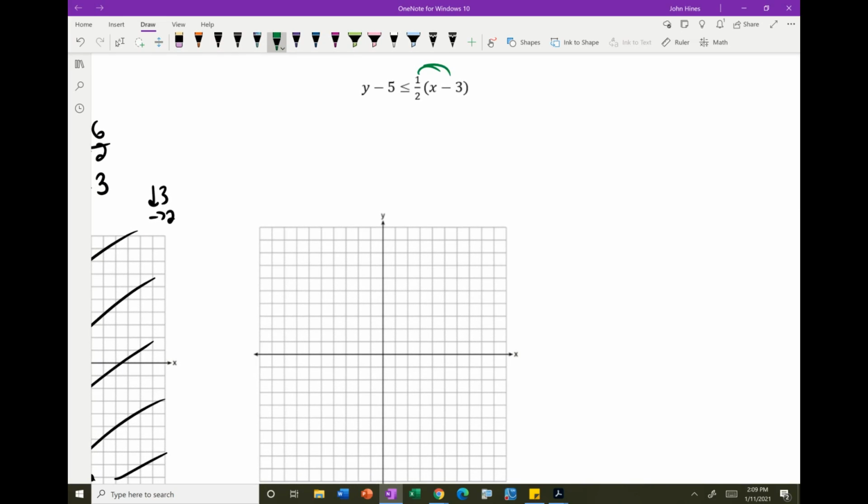I'm going to distribute. Y minus 5 is less than or equal to 1/2 x. Half of 3 is 1.5. I'm going to add 5 over. Y is less than or equal to 1/2 x plus 3.5. So I'm going to start at 3.5, 1, 2, 3.5. 1 over 2. Up 1, right 2. And notice I'm in the middle of these points here because I'm dealing with that half.